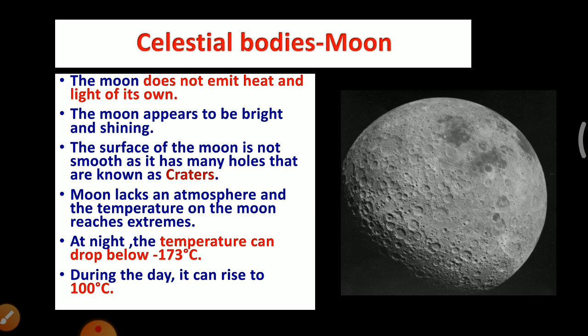The moon does not emit heat and light, but it reflects the light from the sun. So it looks like it is shining.